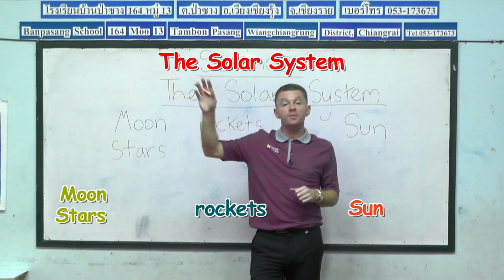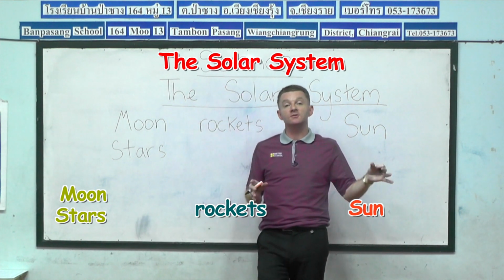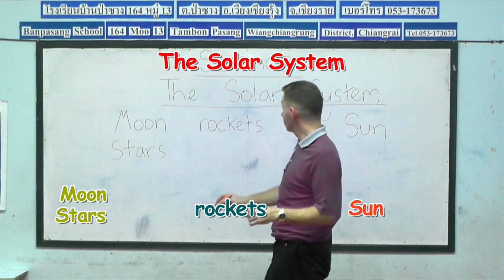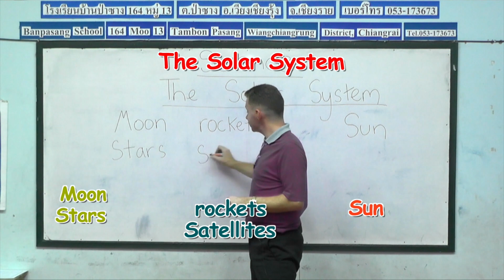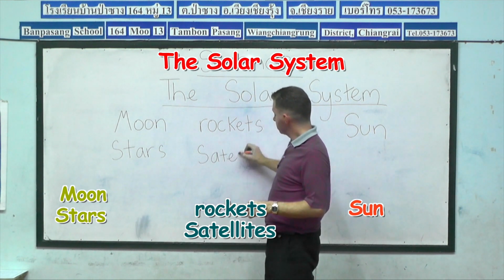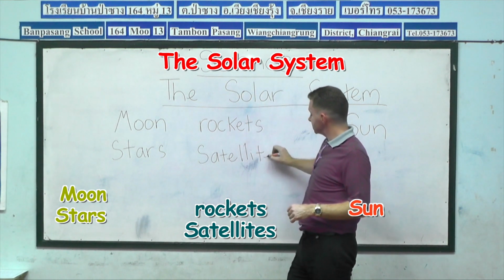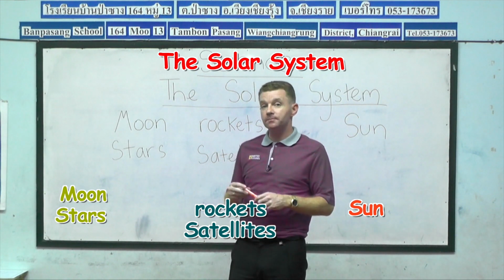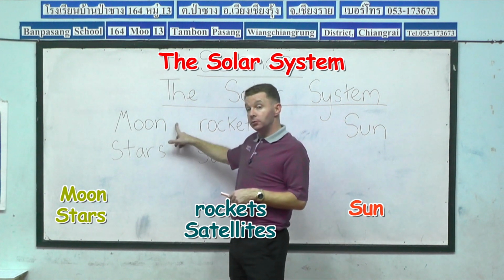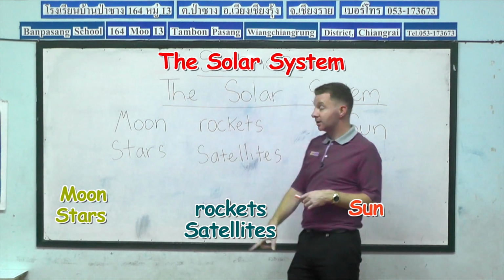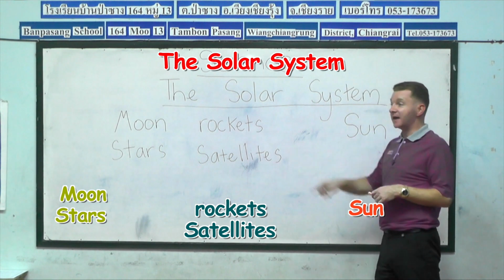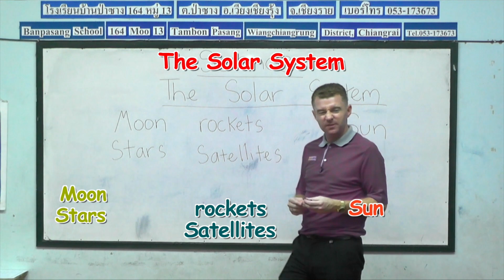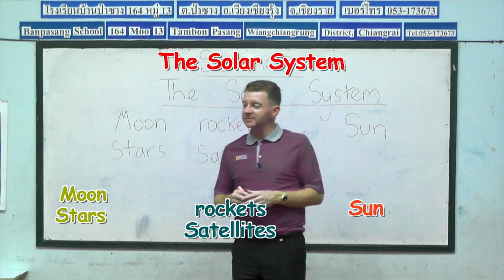And has anybody ever heard of the term satellites? Satellites are sent up into space to give us images and information of our own planet and others. So in the solar system, we may also see satellites. Satellites are spelt like this. Satellites are man-made objects for gathering information. So far, guys, we've got the moon, stars, rockets, satellites, sun. Anyone think of anything else? Anything else that you know about the solar system?